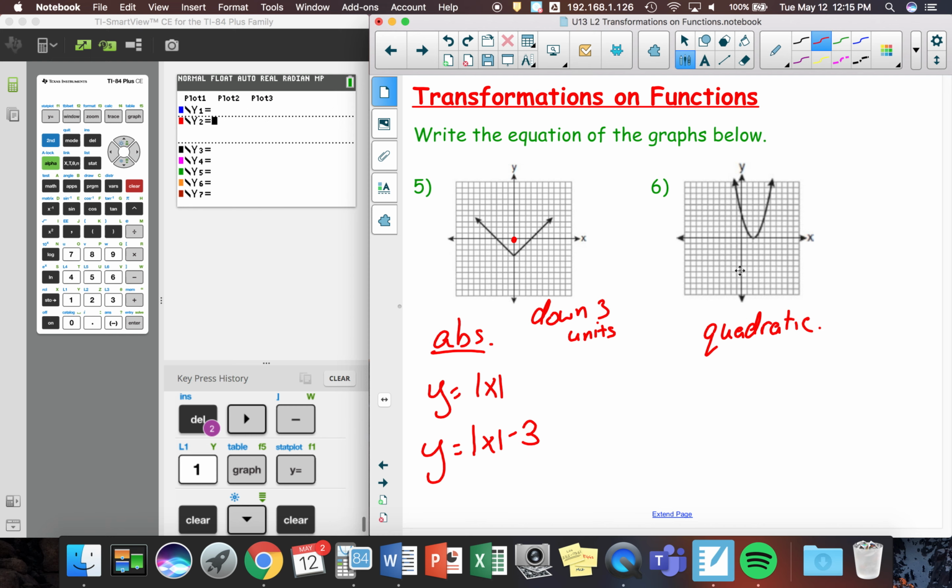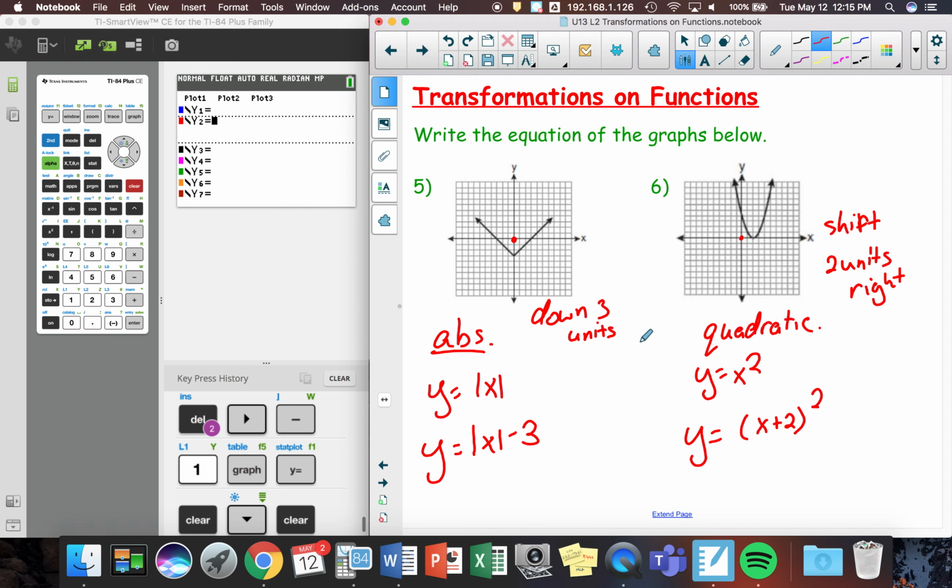Minus 3. Okay, so for this one, I see that it's quadratic. I know that I'm going to start with y equals x squared. So my new function, now be careful with the square. I see that it was supposed to start right here at the origin, but it shifts over 1, 2 units to the right. So that just means that we're going to have x plus 2 squared, right?